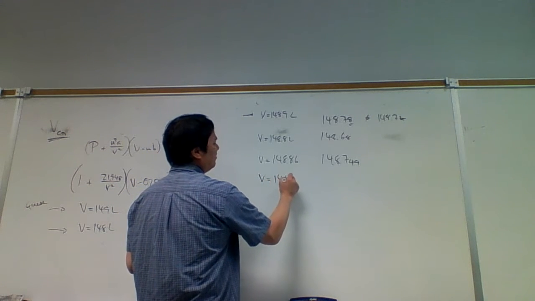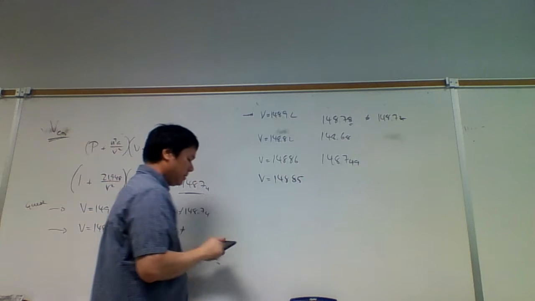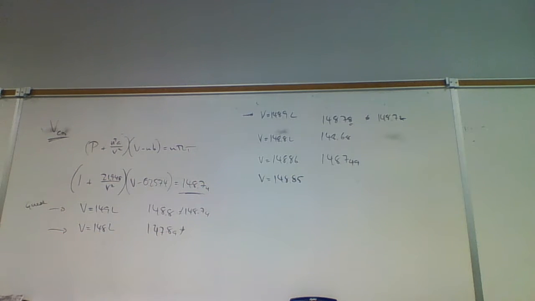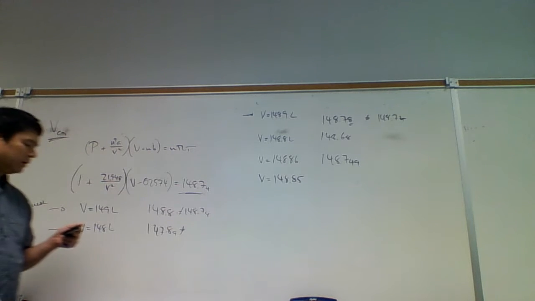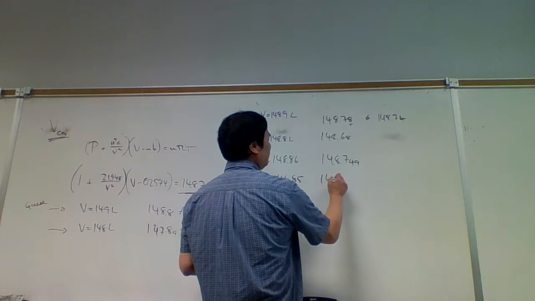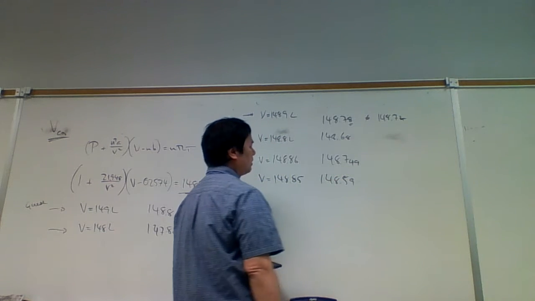So let's try 148.85. Try that. And so this is going to be 21.948 divided by 148.85 squared equals that plus 1 equals that times 148.85 minus 0.2574. 148.59. I want way too high.